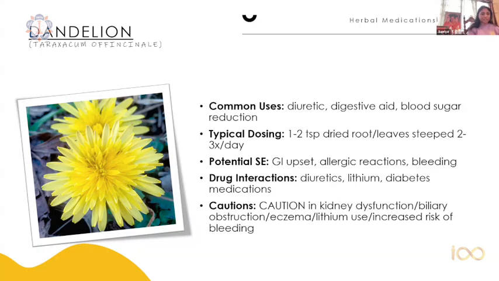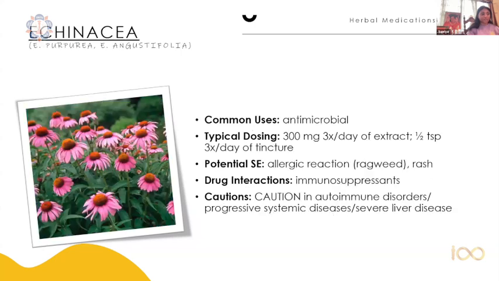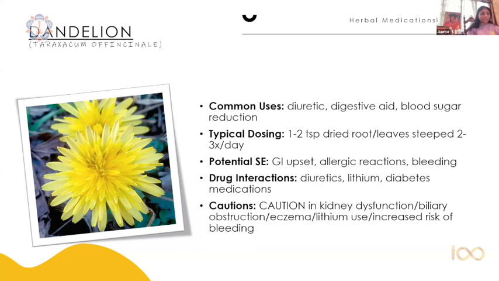So because of these potassium-rich compounds, it can promote diuresis or cause you to urinate more. Common uses of this medication would be as a diuretic, so to get water off of you, as a digestive aid, and for blood sugar reduction. Side effects can be GI upset, allergic reactions, because again, it is a weed, and definitely people with environmental allergies can be more prone to being allergic to this, and also bleeding.